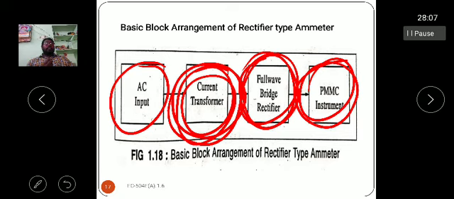In the basic block arrangement of the rectifier type ammeter, we have four different blocks. The first one is the AC input, the second one is the current transformer, the third one is the full wave bridge rectifier, and the fourth one is the PMMC instrument. This is the basic arrangement of the rectifier type ammeter.